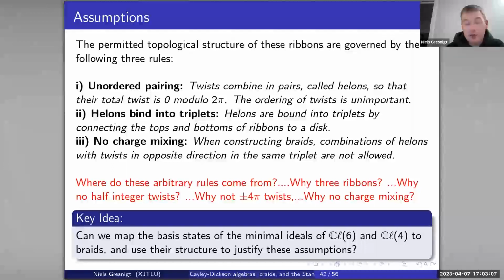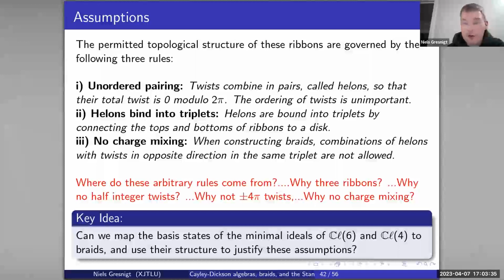Also, it seems that these ribbons need to be combined in triplets and bound at the top and the bottom by a disk. And finally, no charge mixing is allowed. So for example, you're not allowed to take one ribbon that's twisted in one direction with a ribbon that's twisted in the opposite direction. So either all your ribbons are positively twisted or not twisted at all, or they're all negatively twisted or not twisted at all. So there's no mixing allowed.